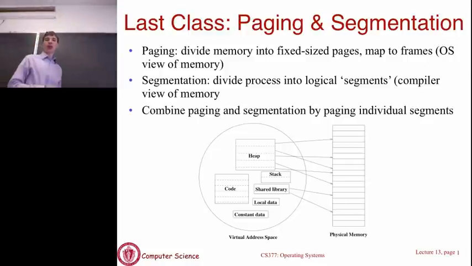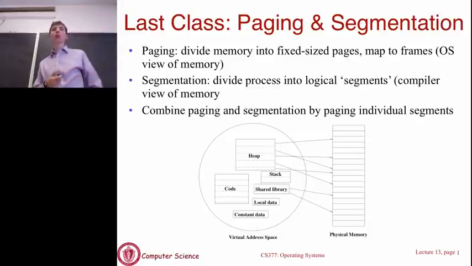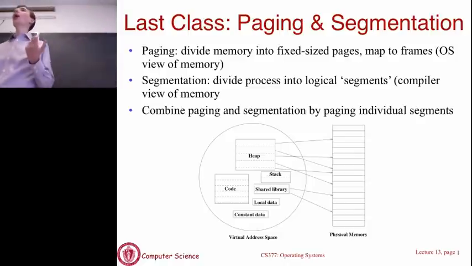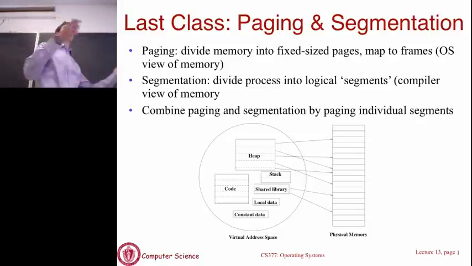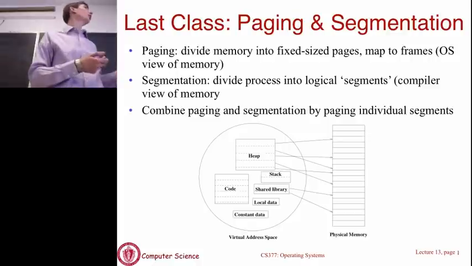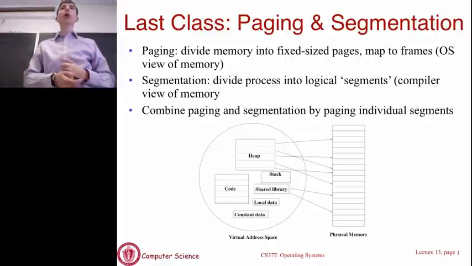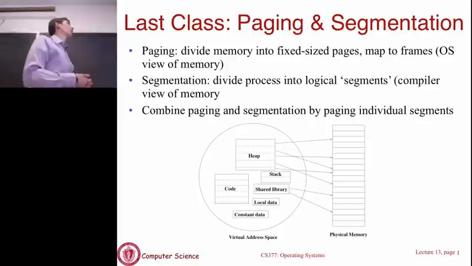So remember, last time we were talking about paging and segmentation. Paging is basically the OS's view of memory, which is some linear array of bytes. To lay out how things are stored in physical memory, we're using the idea of paging, dividing memory into fixed size pages, and mapping them onto the same size frames in physical memory. And we can do that in any order.